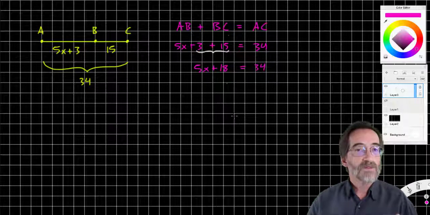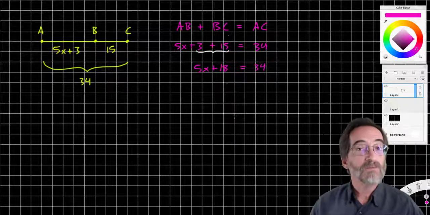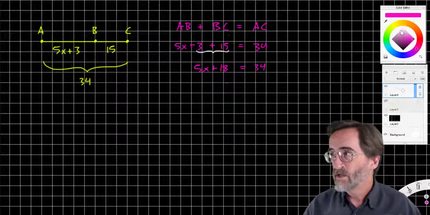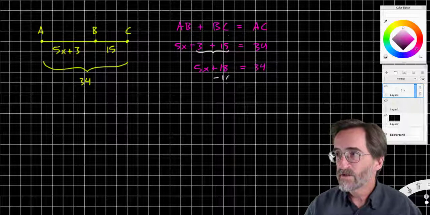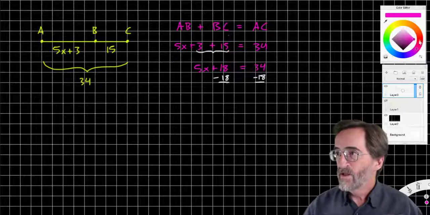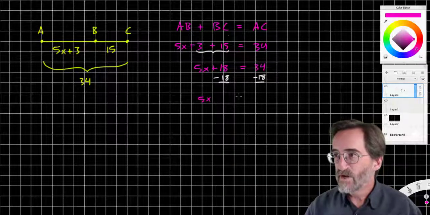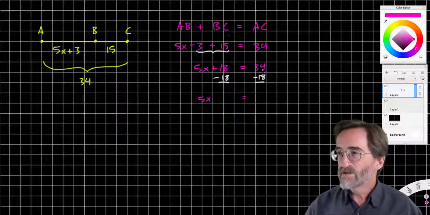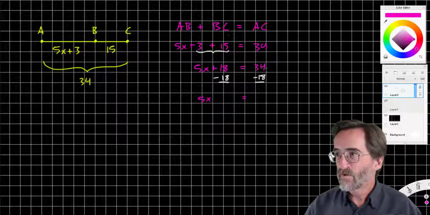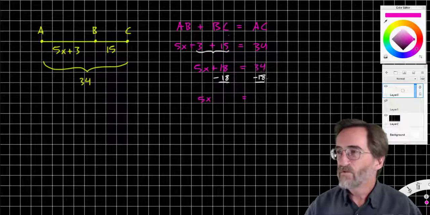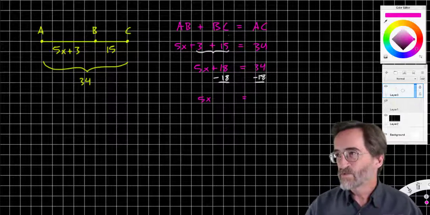Now I'd like to get the x alone, so I'm going to get rid of the 5 and the 18, but reverse order says I'm going to get rid of the 18 first. Opposite of plus 18 is minus 18. Minus 18. Okay? And then 18 minus 18 is 0. All that's left is 5x. 34 minus 18. Did I do that right?